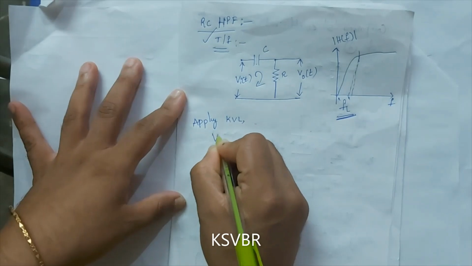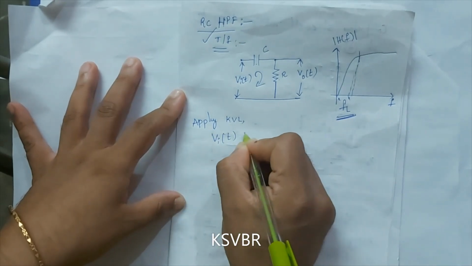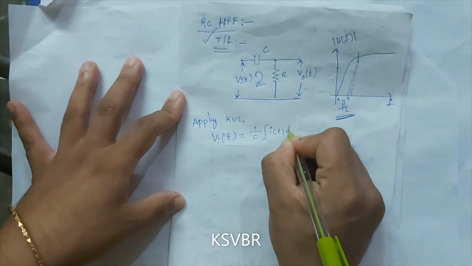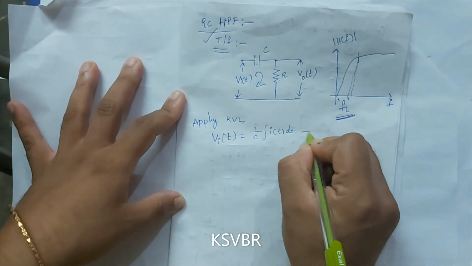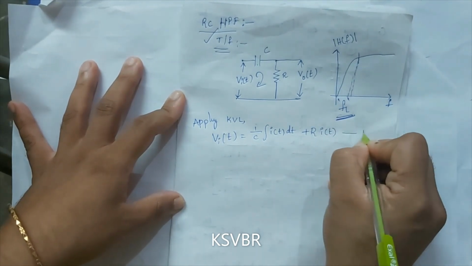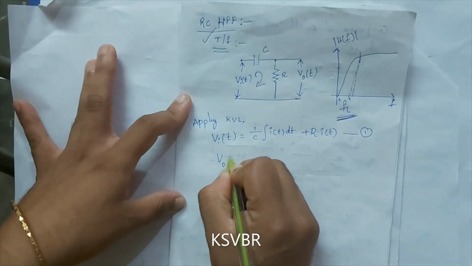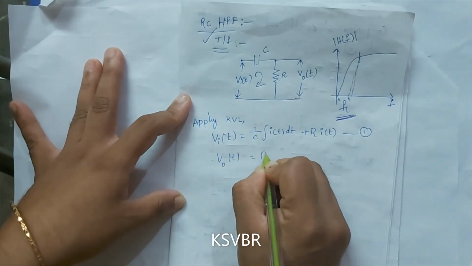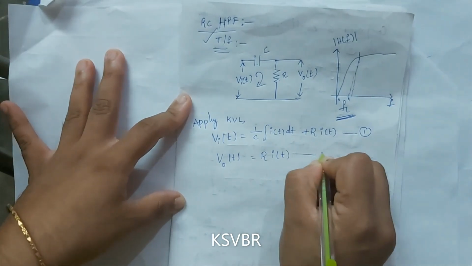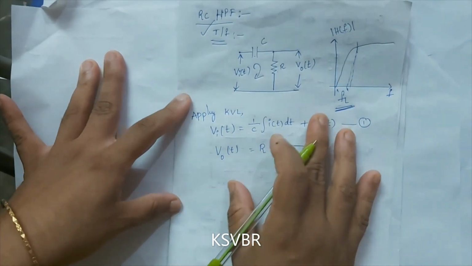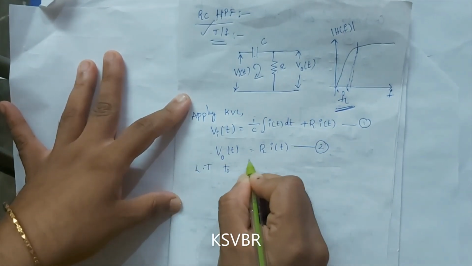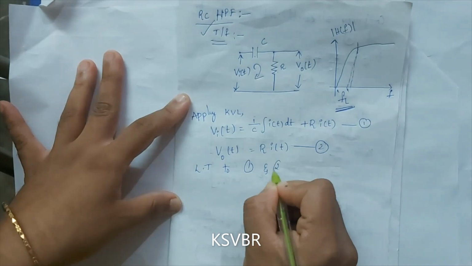KVL. Vi of t is equal to 1 by C integral I of t dt plus R into I of t. Equation 1. V naught of t is equal to R into I of t. Equation 2. Okay, so now apply the Laplace transform to equation 1 and equation 2.